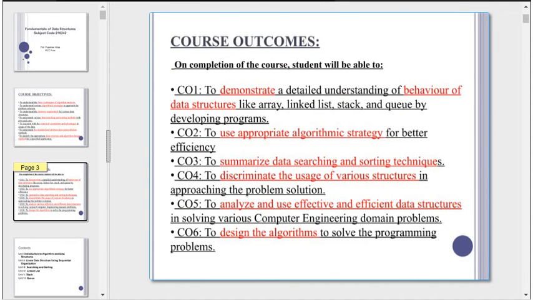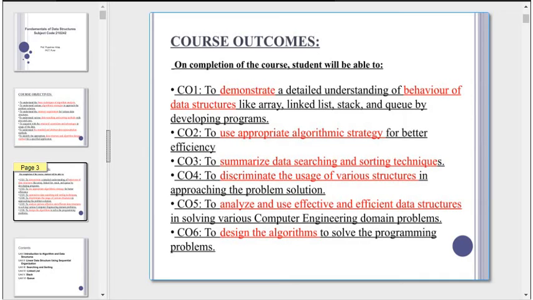So next are the course outcomes. These are the outcomes, or the things, that the students are going to achieve after completing the whole course. The first outcome is to demonstrate a detailed understanding of the behavior of data structures like array, linked list, stack and queue by developing programs. So here we are not only going to understand how they are represented in memory, but we will also see how we can write a program to demonstrate each particular data structure.